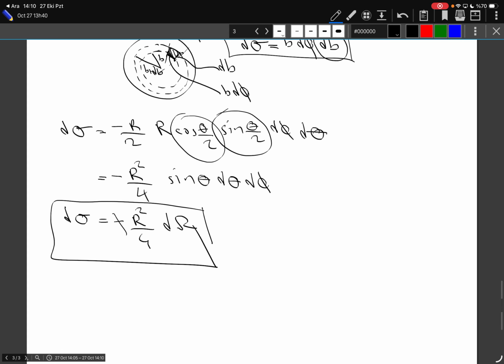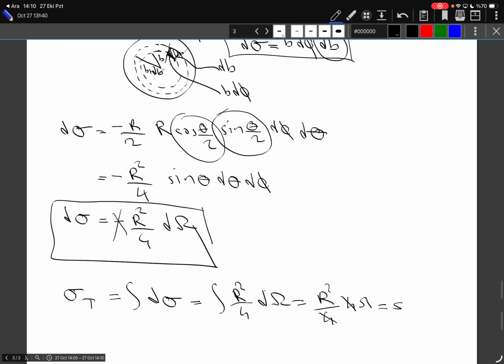Well, let me drop this minus sign. As I said, it just means that if I increase b, theta decreases. The further away you go from the center, the smaller the deflection will be. I can calculate the total cross-section. It's just the sum of all d sigma, which is R squared over 4 d omega. But the total solid angle is just 4 pi. This is pi R squared.